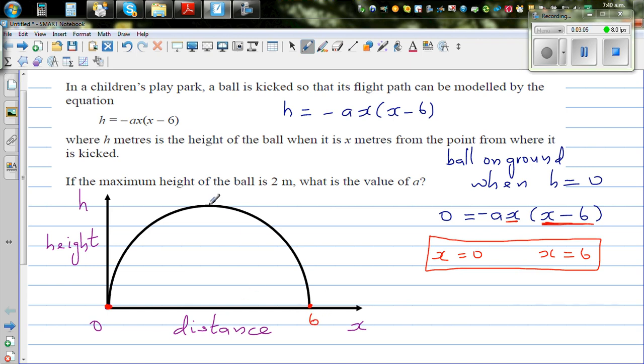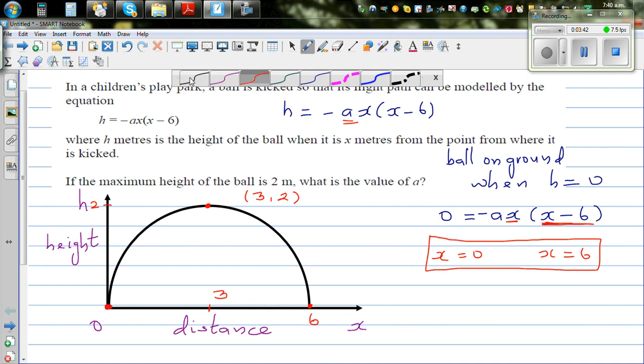And this is 2 meters. It says the maximum height the ball reaches is 2 meters here. Now, as it's a parabolic path, this is the vertex or the turning point. This has to be halfway between the x-intercepts, so this has to be 3. So this is (3, 2). What they're saying is, if this is the equation, we want to find only a. We'll try to write this equation in two different ways.